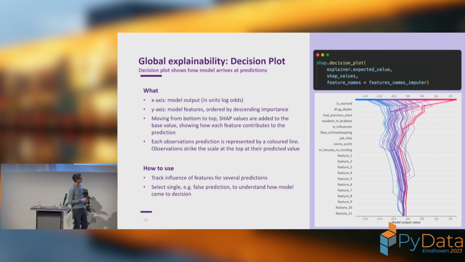And how can you use it? For example, you could pick a few false predictions that you want to gain more insights on, and then you can find out if there's a common feature driving them all into a certain direction of the final model output.